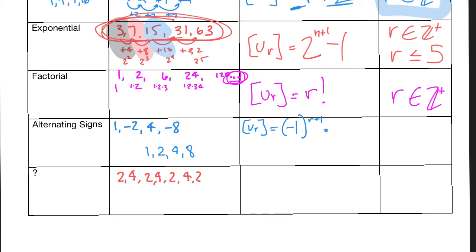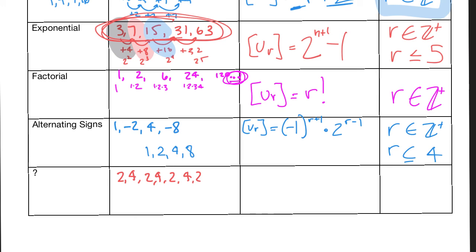All right, so you're going to multiply this by your exponential rule, which is this. Okay, r is going to be an element of the positive integers. There are only 4 of them, so r has to be less than or equal to 4. Okay, now this one is one of my favorite ones. The whole series here, the whole sequence here is just 2, 4, 2, 4, 2, 4, 2.